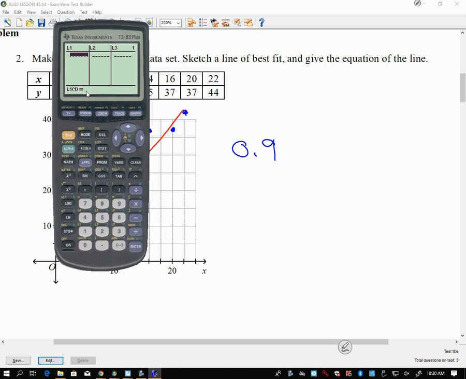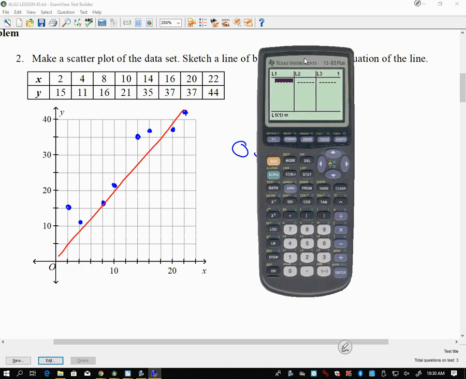All right, so for list 1, we're going to input all our x values. For list 2, we're going to input all our y values. Does that make sense? All right, so I'm going to hit 2, 4, 8, 10, 14, 16, 20, and 22.